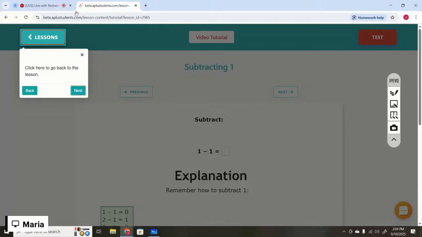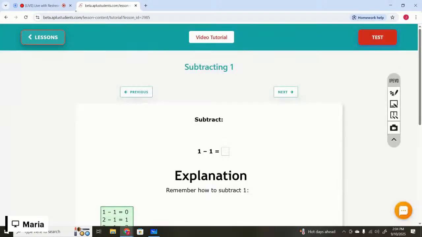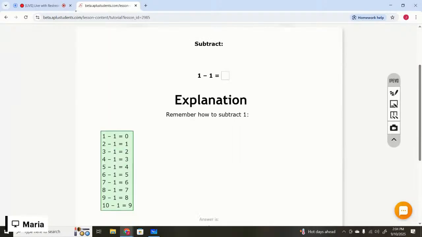Okay. 1 take away 1. Subtracting 1 means you go back by 1 digit. Also, when you're subtracting a number from itself, the answer is 0 no matter what number it is. If you're subtracting a number from itself, the answer is always 0. So 1 take away 1 is 0. Okay, let's just start with the test questions.